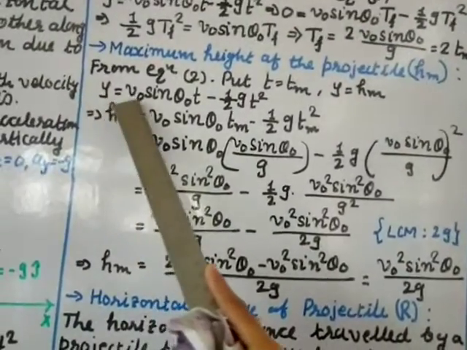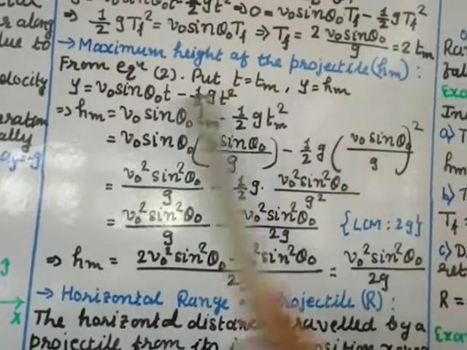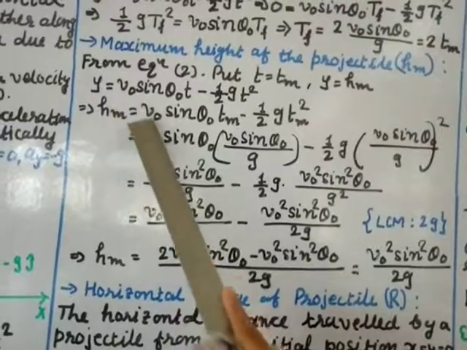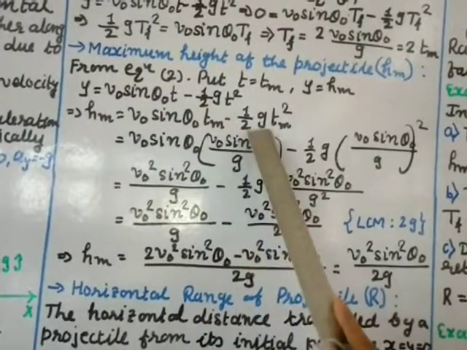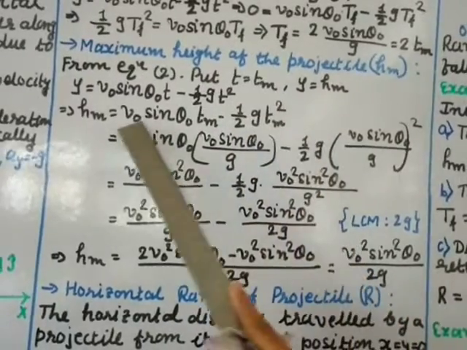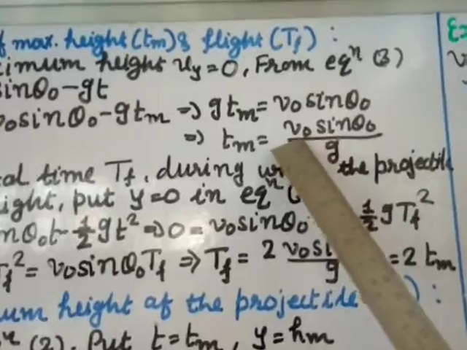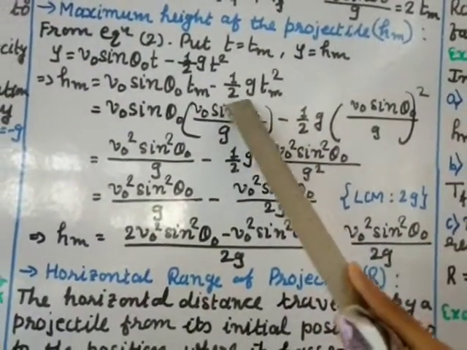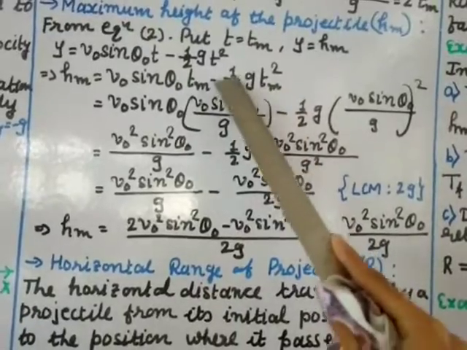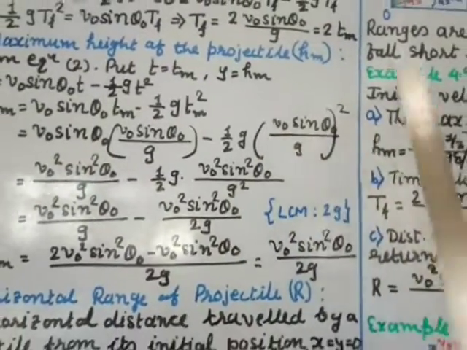So y is equal to v naught sine theta naught t minus 1 by 2 g t square. Put y equal to hm. So hm equals v naught sine theta naught and t value tm, minus 1 by 2 g tm square. So v naught sine theta naught as it is, tm value we put v naught sine theta naught by g, minus 1 by 2 g as it is, and tm value v naught sine theta naught by g whole square.